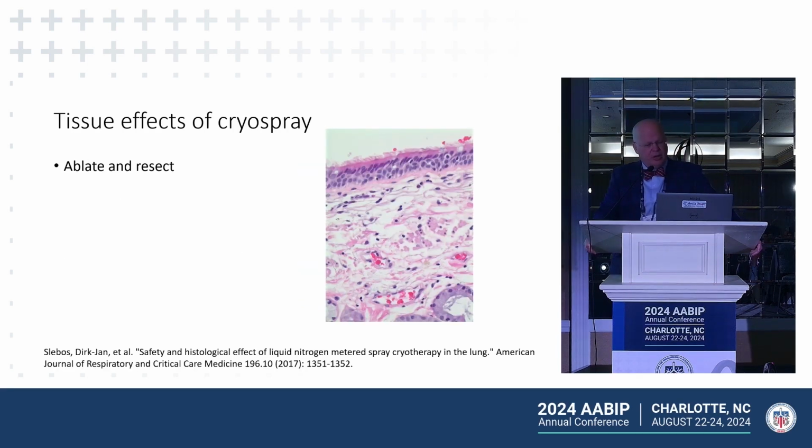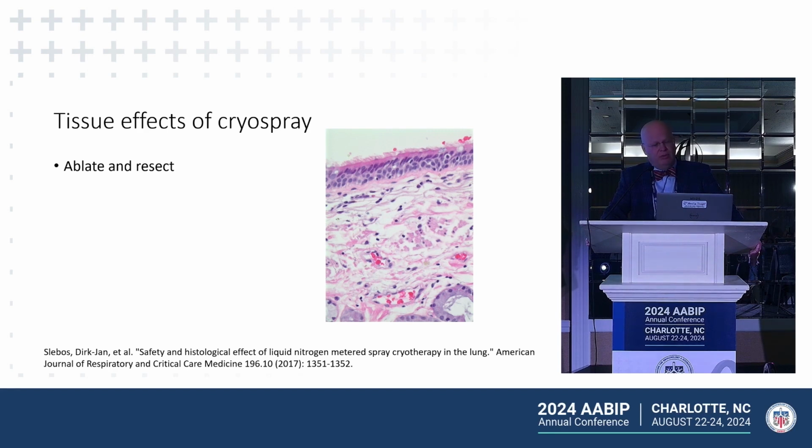This paper was done as, whenever you've heard about the Rejuvenaire, which is a different company, CSA, but it's still metered cryospray for chronic bronchitis. This was an ablate and resect. They went in, sprayed whichever lobe was going to be resected, and then they went back in and resected that and said, okay, what's the effect on the tissues?